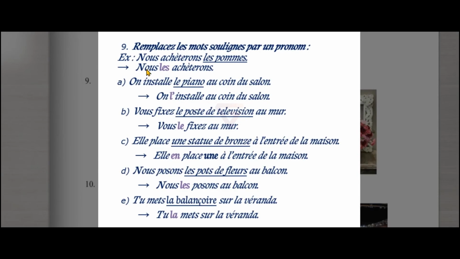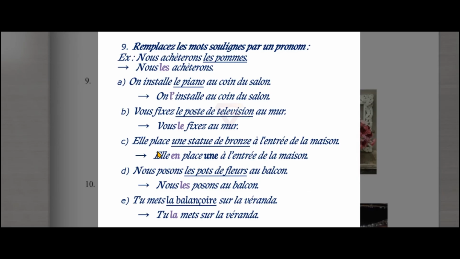So how are we going to do that? We're going to replace it actually with the direct object pronoun le, but because the verb begins with the vowel, you're going to replace le with l apostrophe here. So always remember here the pronouns are placed before the verb. The next one says you are fixing the television set on the wall. So you're going to say you are fixing it on the wall. So it's masculine, so you're replacing with le, direct object.